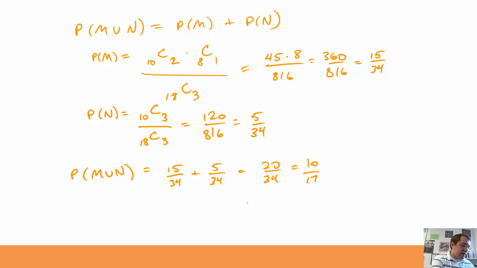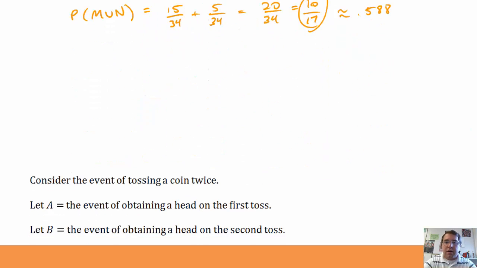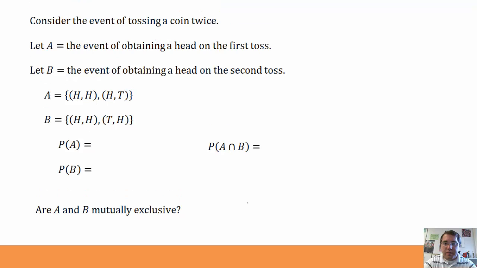Now, 10 over 17 is approximately 0.588. So about 58.8% chance of at least 2 seniors being selected. We will write the probability, though, as 10 over 17, because that is an exact number, but sometimes it's useful to think of it as a percentage so we can get a handle on what the likelihood is.